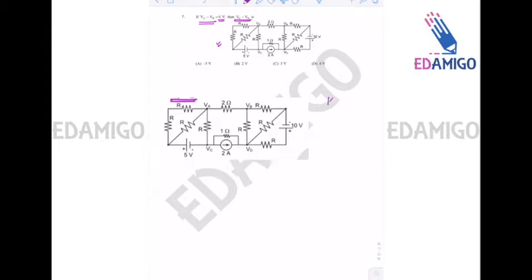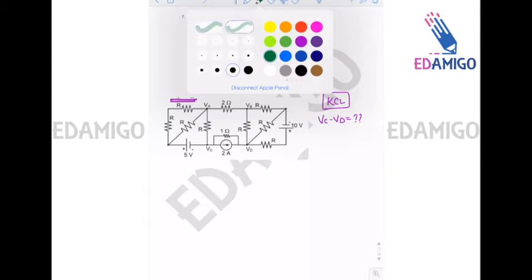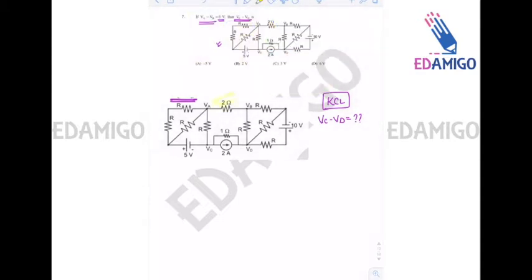We all study KCL. Moreover, we know that in the whole question we have to find VC minus VD. That's a question mark. But the very important point is the resistance value is unknown, that is, R is not given to us. The only part of the question that is given to us is this part, the center part.